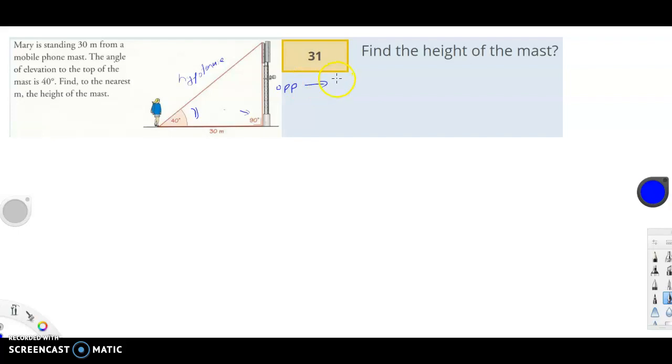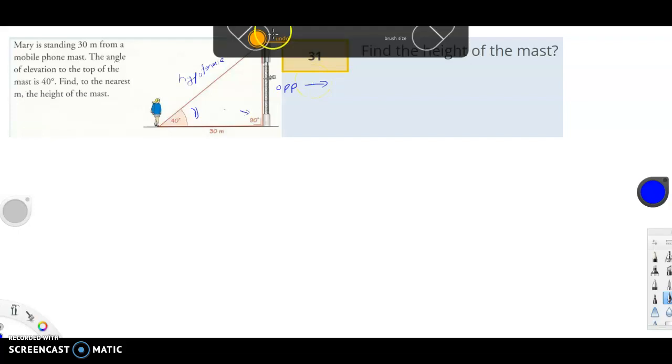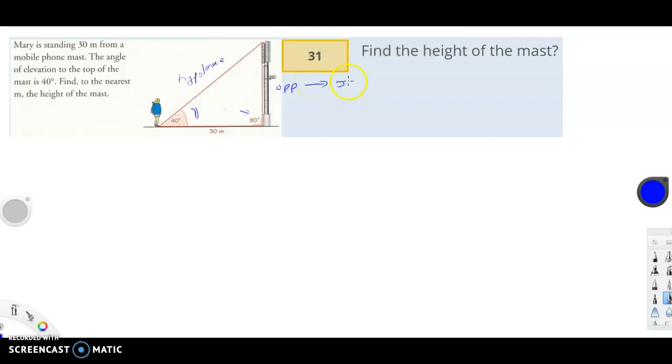Let's call that H just to make things... well, no, we might confuse that with the hypotenuse. So let's let X equal the height of the mast, right? So we're looking for X, and we know this side here, the 30 meters, and that's the adjacent. So what do we know?